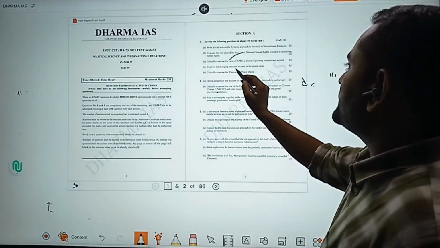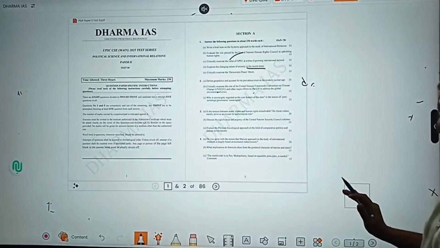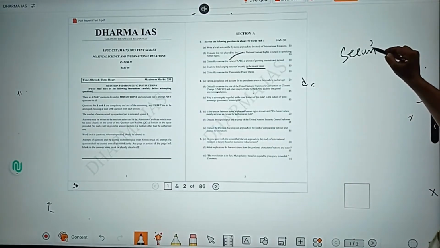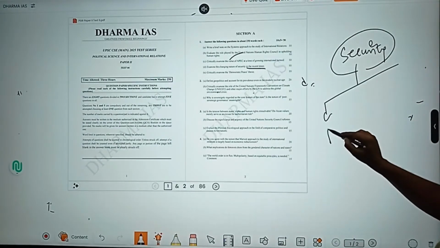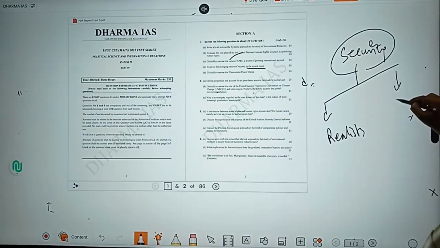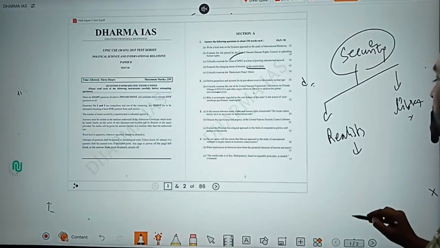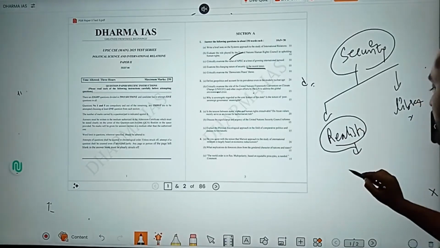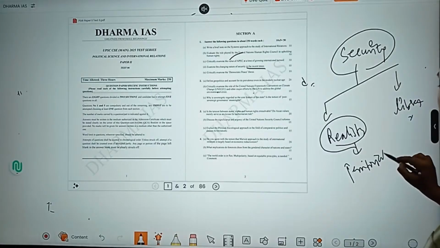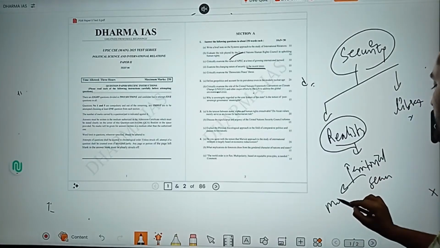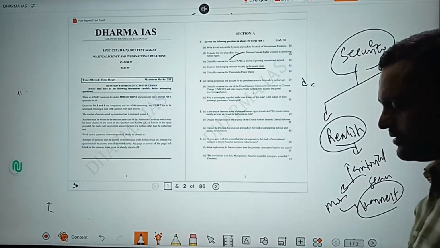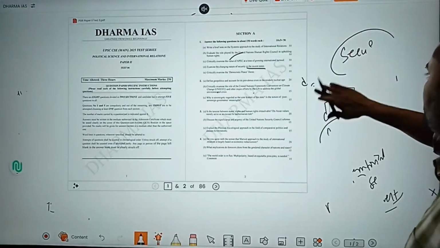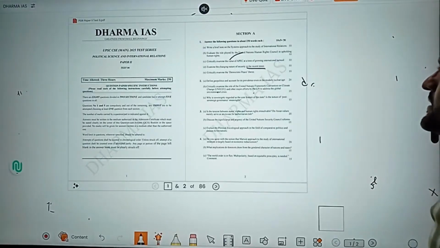Then: examine the changing nature of security in recent times. Yesterday we discussed one topic on security. You can continue with that topic. Start with the conventional understanding of security, from realist scholars and liberals. For realists, security is territorial security. You can mention Morgenthau and Kenneth Waltz, security maximizers according to neo-realism. Liberals also talk about economic security, territorial security, etc., but their approach is different. That is the conventional understanding of security.